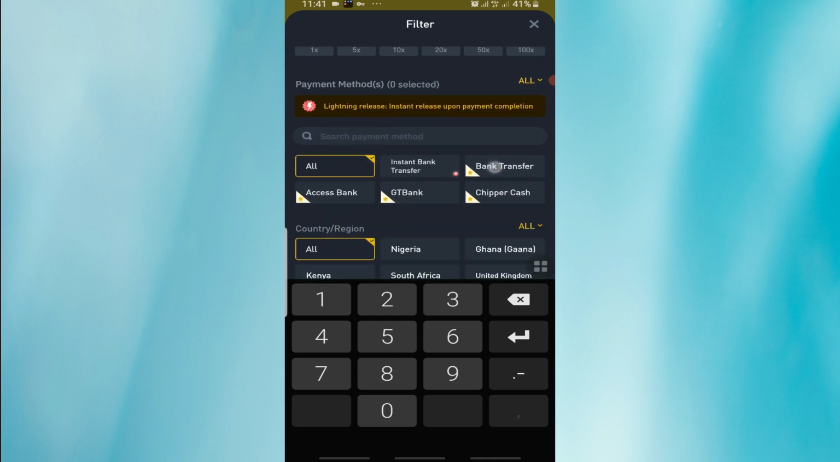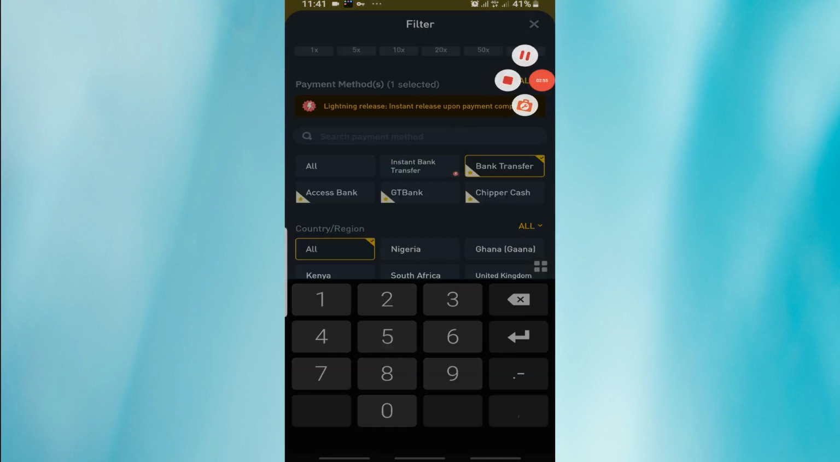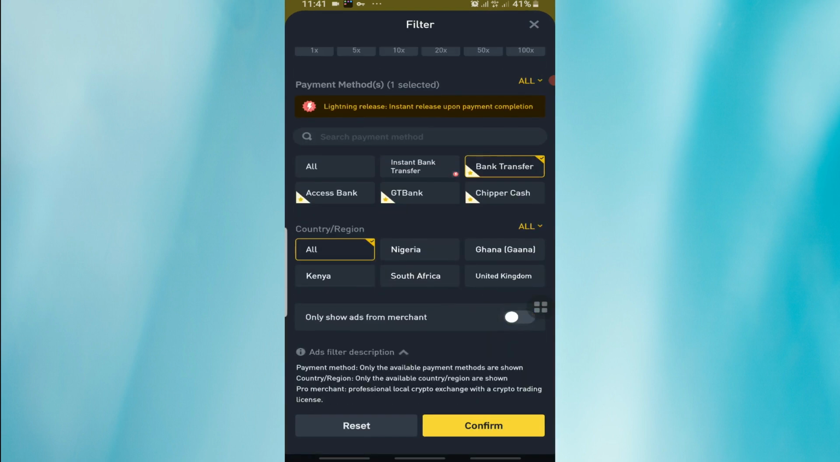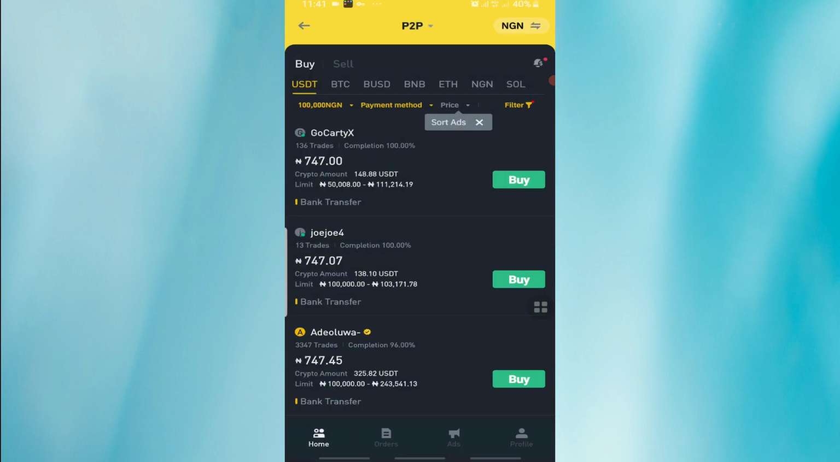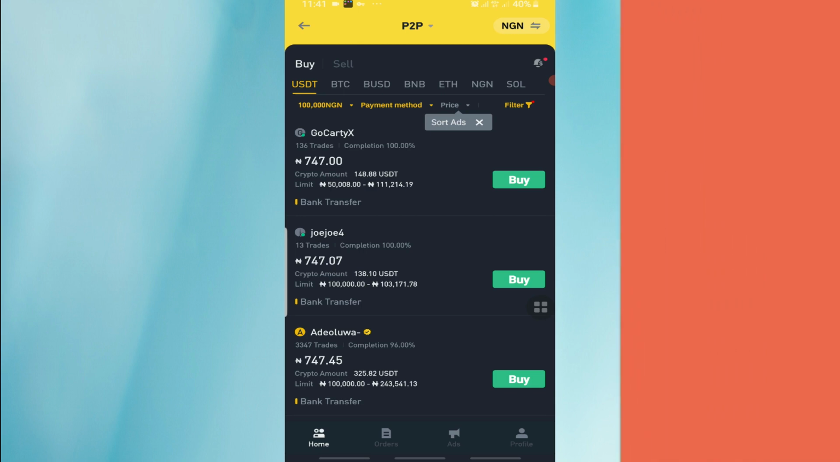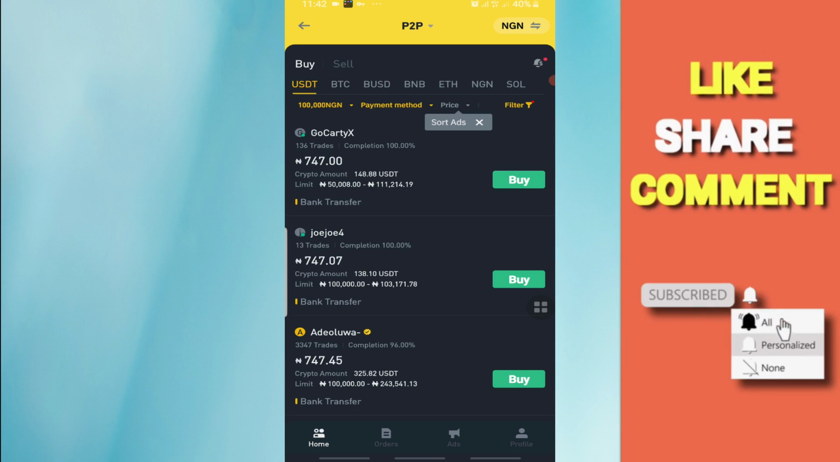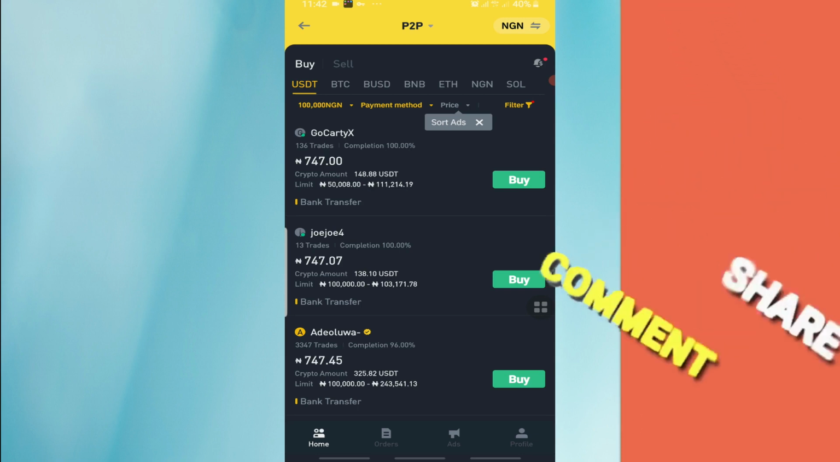All, that's bank transfer. The next thing I'll be doing, I'll be turning off merchant notification. I'll click on confirm. After doing that, it will filter out those that are not merchants. As you can see, for the people that are not merchants, the best rate so far is 747 naira per USDT. The next thing I'll be doing is checking the completion percentage and the number of trades this person has already carried out.